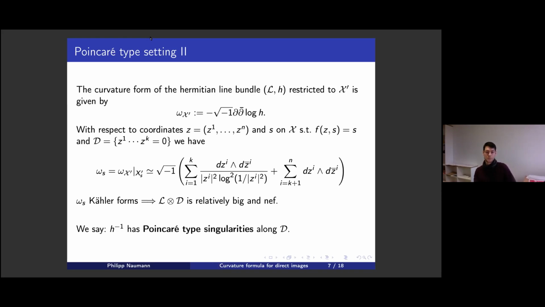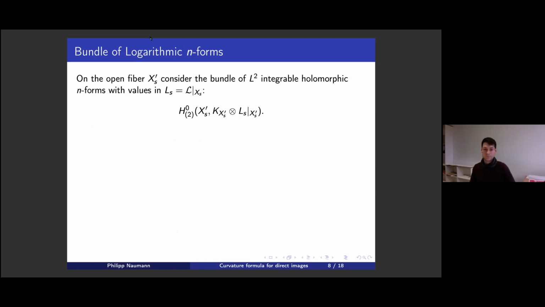Okay, and to wrap this up, this hypothesis on the metric H just says that the inverse has Poincaré type singularities along the divisor D. So much for the Poincaré type setting. Then we are concerned with the correct space of sections we have to look at for the fibers of our direct image. As before, we have to look at some space of global holomorphic sections. This time, since we are interested in the end in the L2 metric, we have to look at the L2 integrable holomorphic n-forms with values in L.